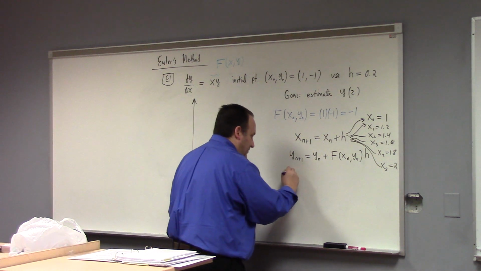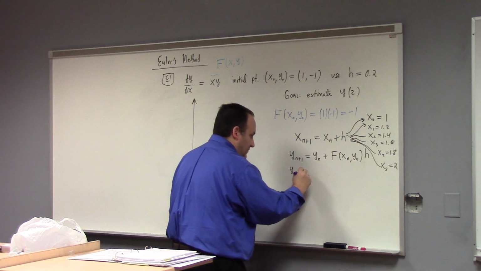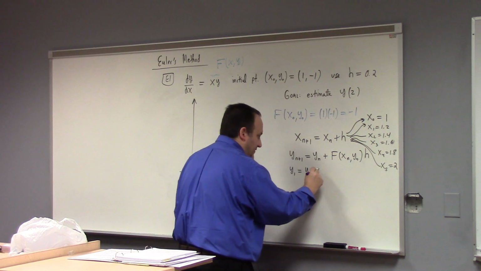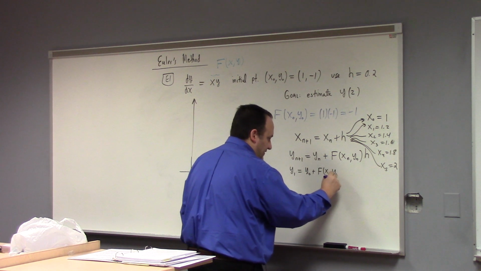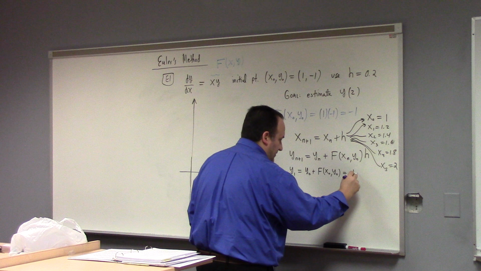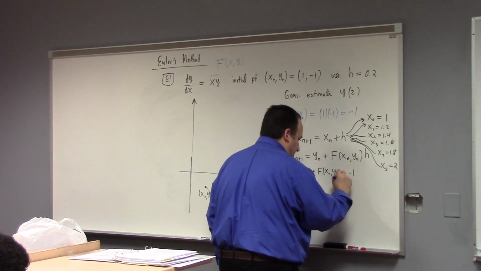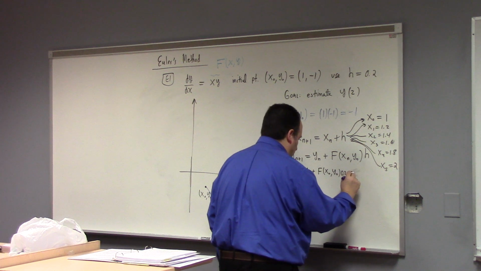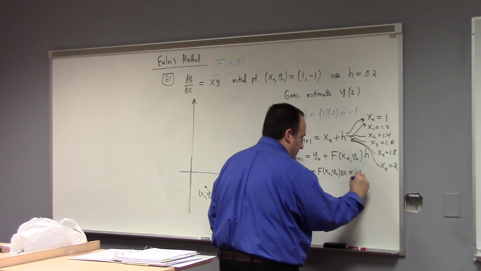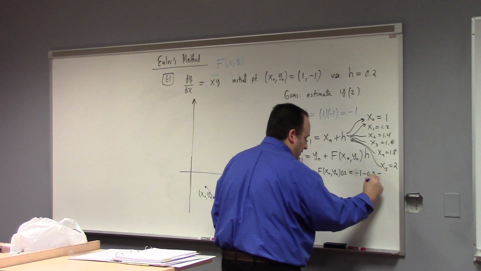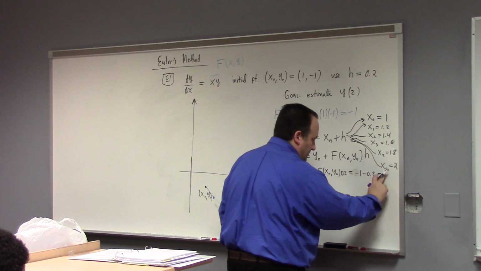So like y1 was y0 plus f of x0, y0, which I just explained to you is minus 1, times h, times 0.2, which is minus 1 minus 0.2, so y sub 1 is minus 1.2.